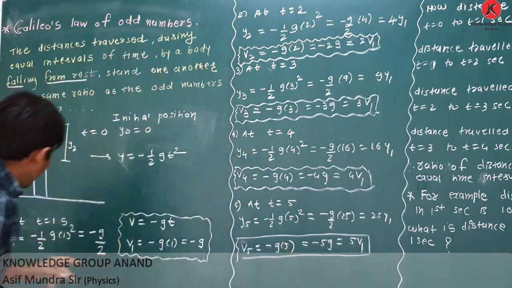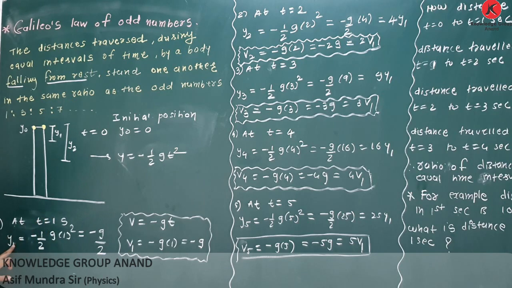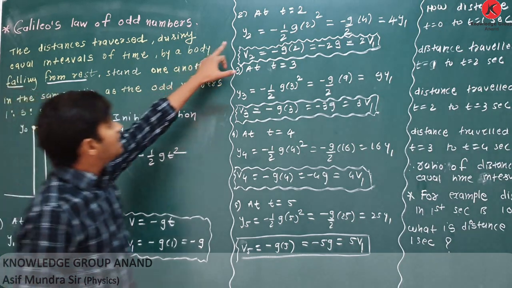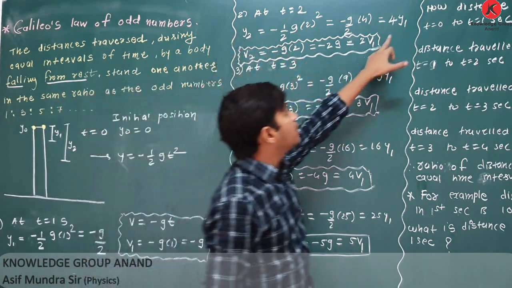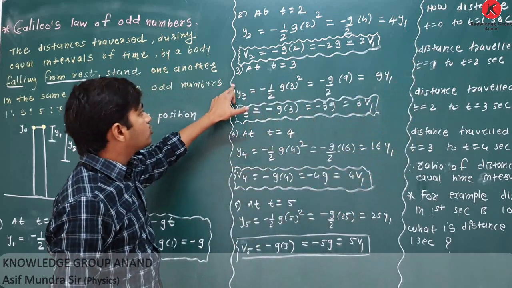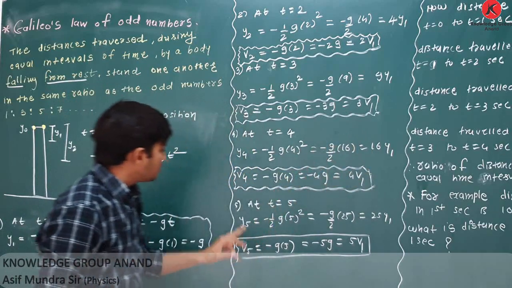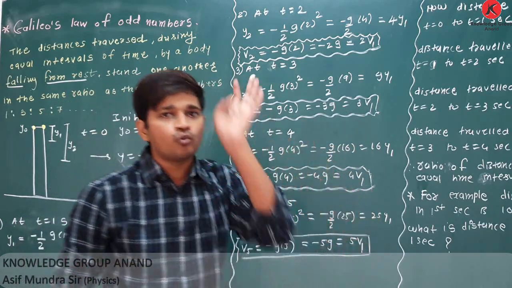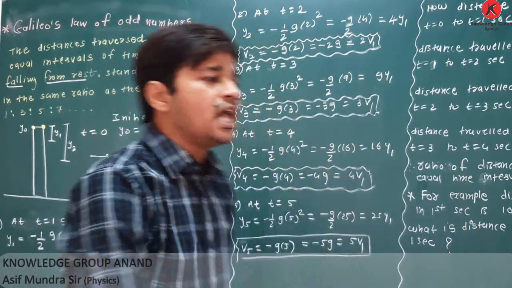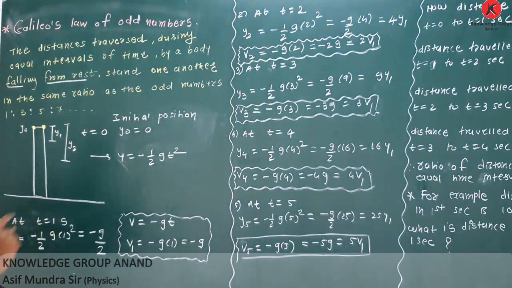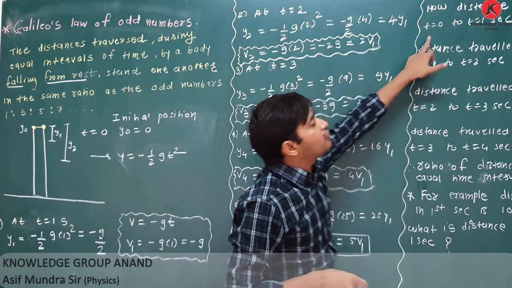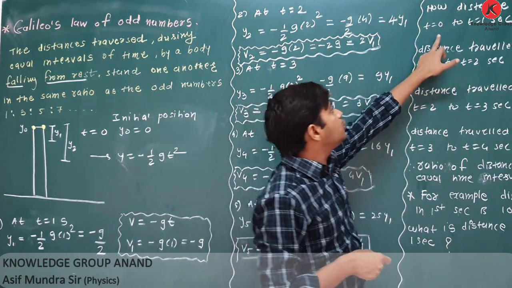Okay, so at time t is equal to 1 second, its distance traveled is y1. At time t is equal to 2 seconds, distance traveled is 4y1. At time t is equal to 3 seconds, distance traveled is 9y1. At 4, 16y1. At 5, 25y1. Yes or no? Yes.